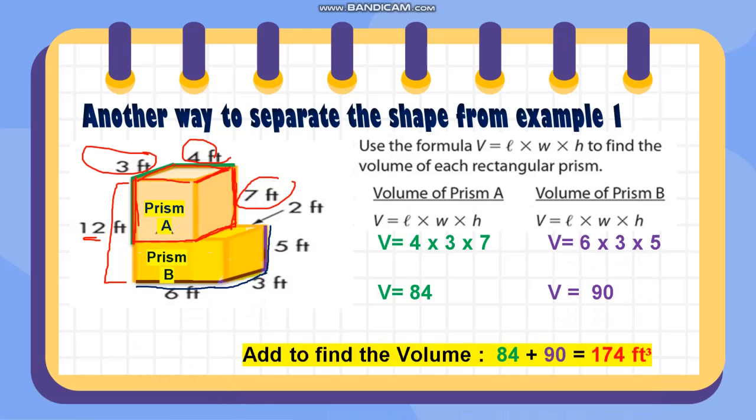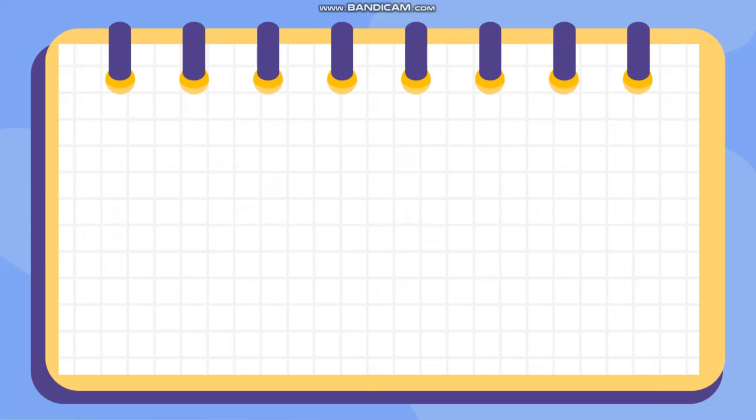So when we combine the two volumes, 84 plus 90 is the same answer that we have when we separated the figure vertically. Okay, the same. Now let's proceed to example number 2.